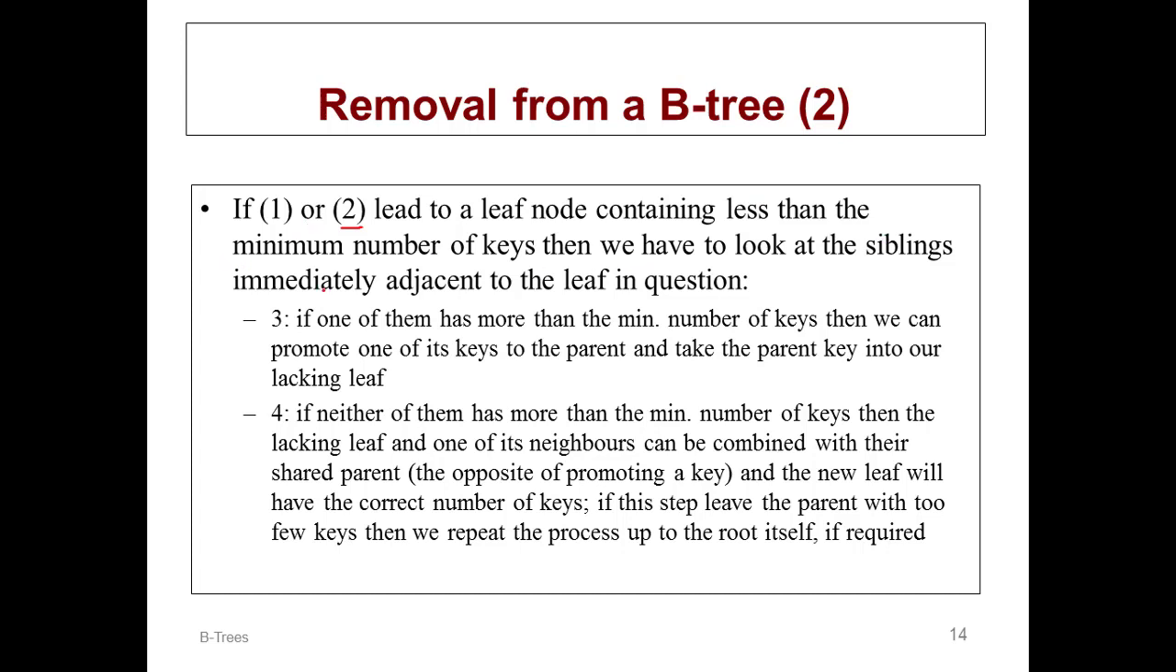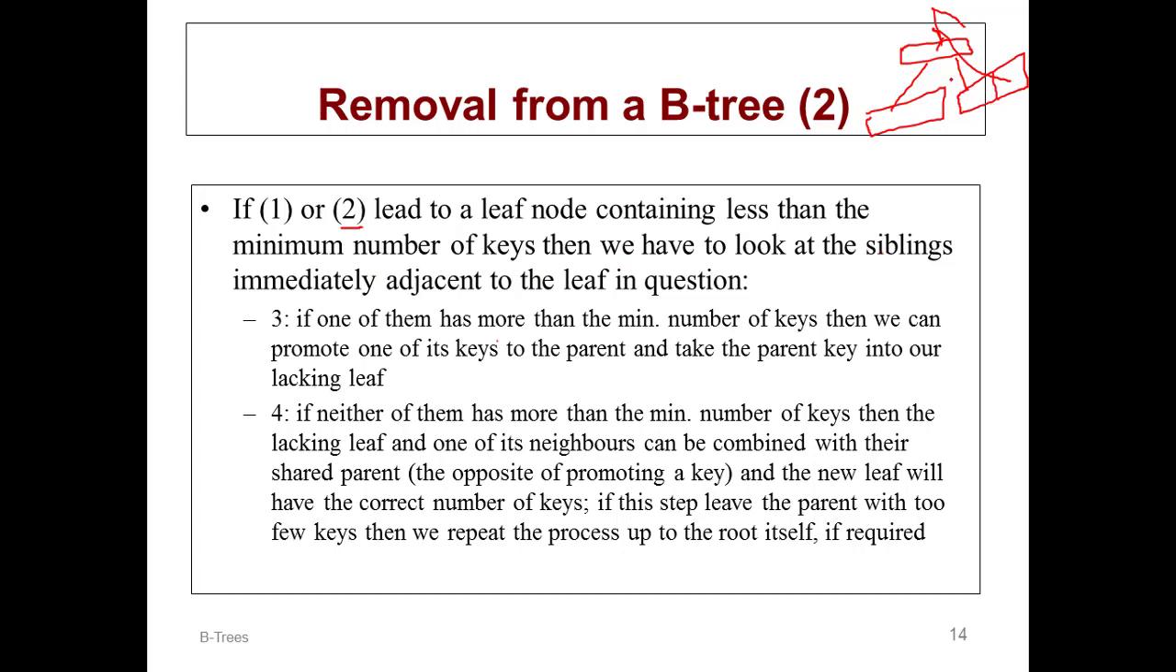Then we have to look at the siblings immediately adjacent to the leaf in question. For example, here is a structure like this one, in which we delete some value, and from this side, for example, some value is promoted to the upper side, and that causes the number of keys to be less than the minimum. Then we have to look at the siblings.